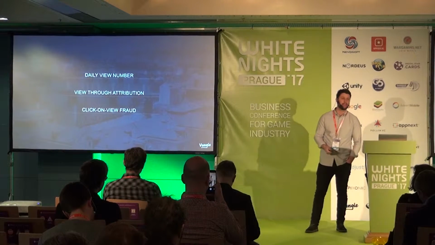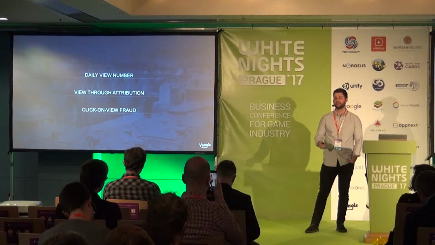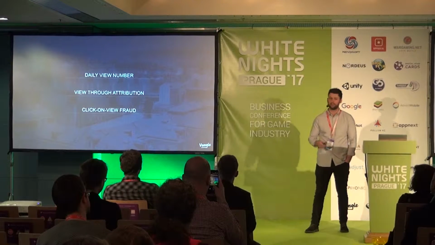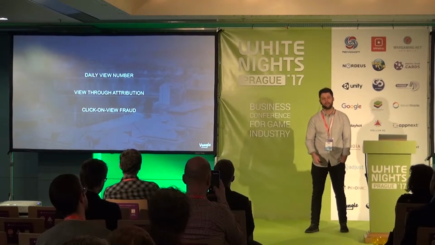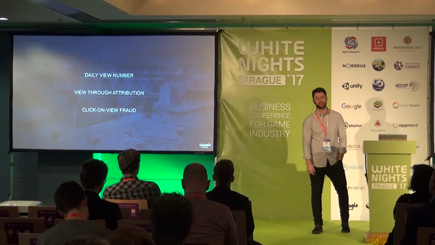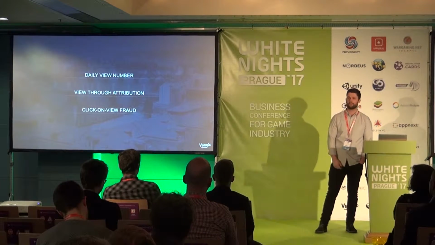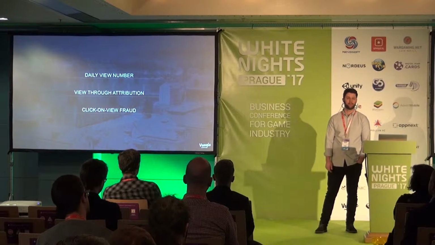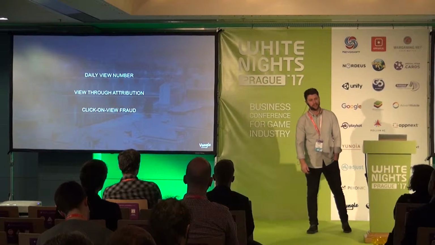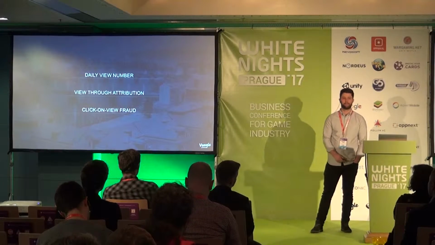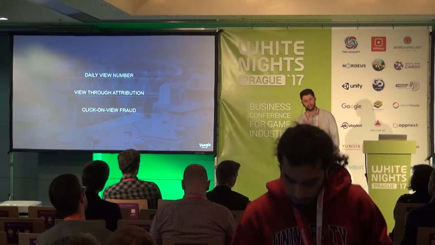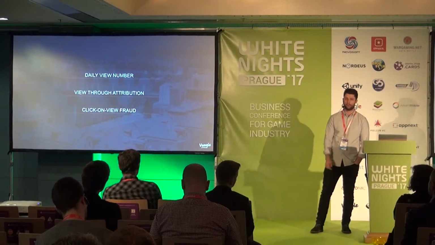The first thing I'm going to talk to is daily view number. Daily view number is how many views a user has seen within one publisher app, so how many videos the user has seen per day, and how that will affect your return on ad spend. The second thing is view-through attribution, a popular subject for the past 2 years, specifically with video advertising. And the third thing is click-on view fraud. In my opinion, this is probably one of the biggest problems that we have in the industry around video, and I'm going to talk to you a little bit about how it can really affect your buying.